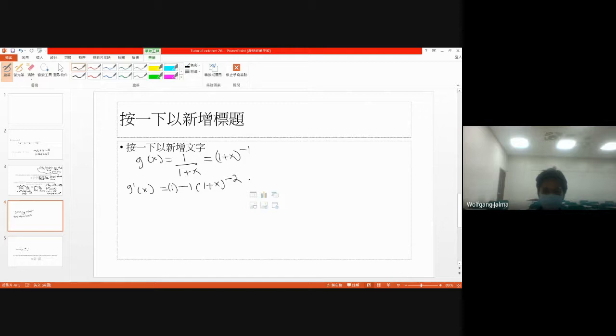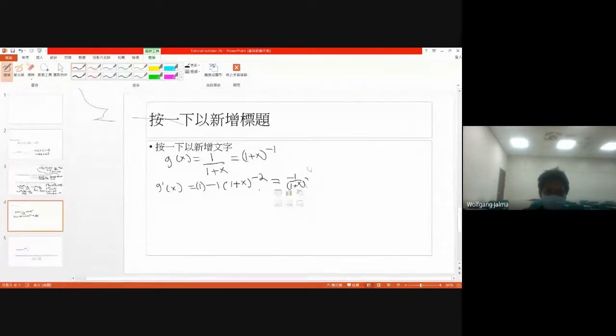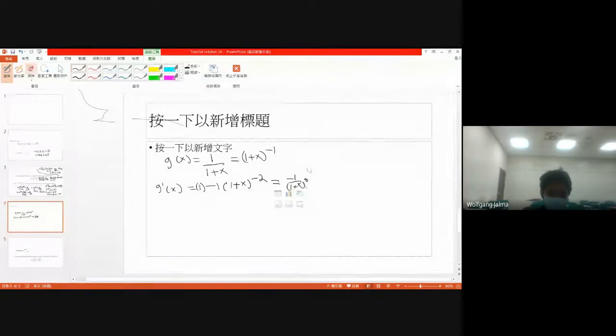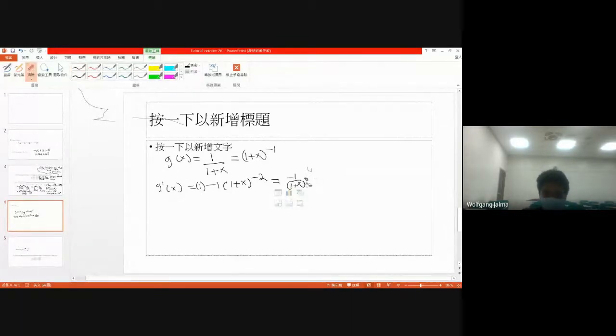Well, if you like, you can write it as minus 1 over (1 plus x) squared. Sorry, squared.